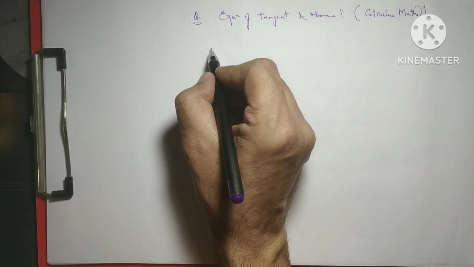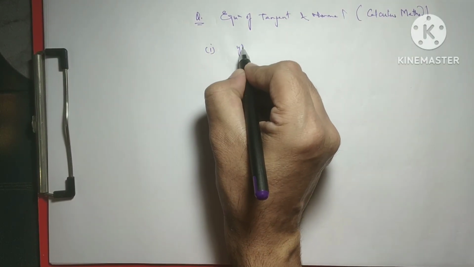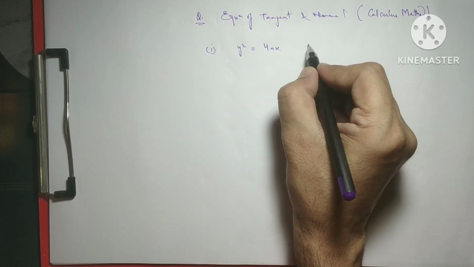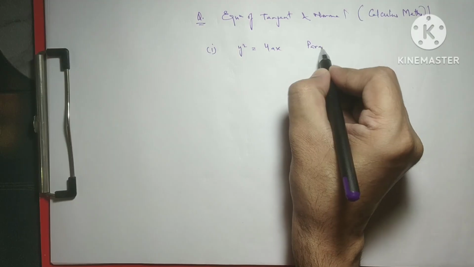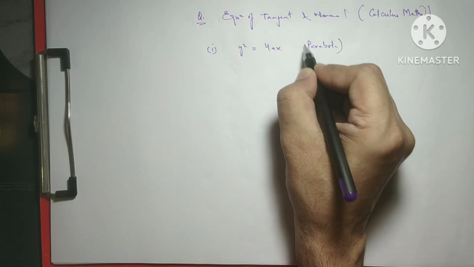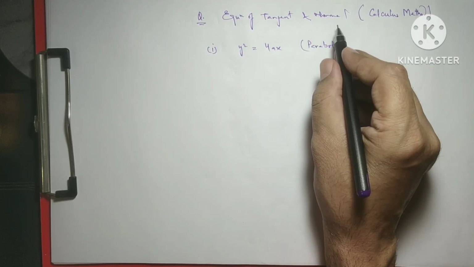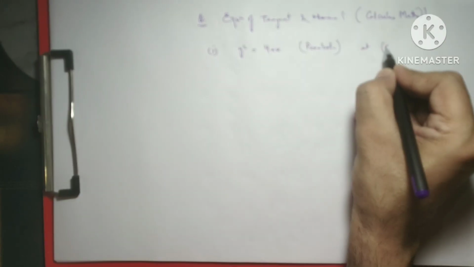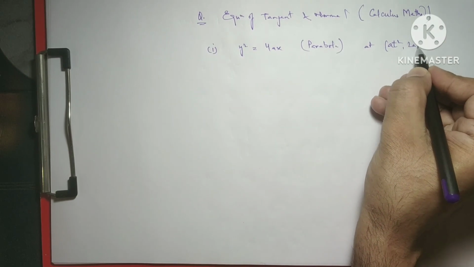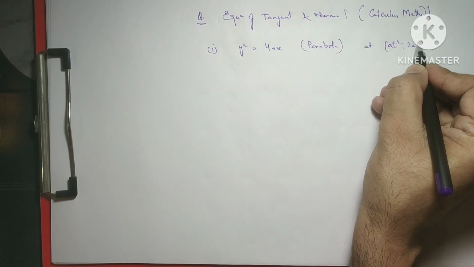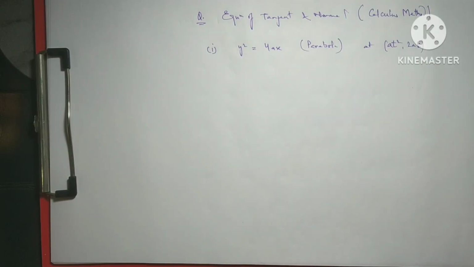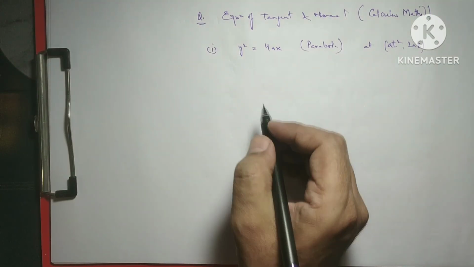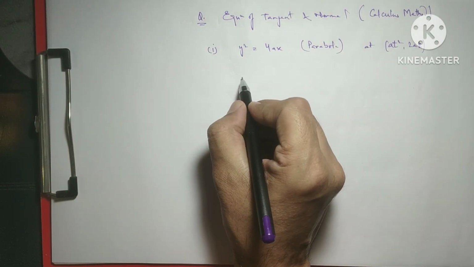So we have equation number 1, y square equals 4ax. This is the equation of a parabola. So our curve is a parabola, and we want the equations of tangent and normal at the point at square, 2at. These are the parametric equations. So according to our working rule, first we will differentiate it.